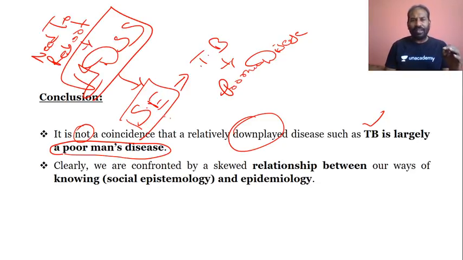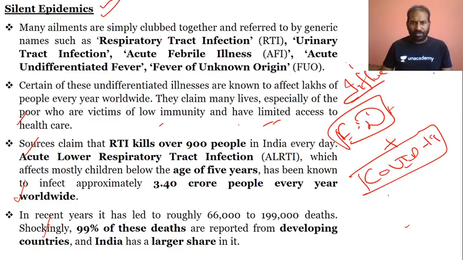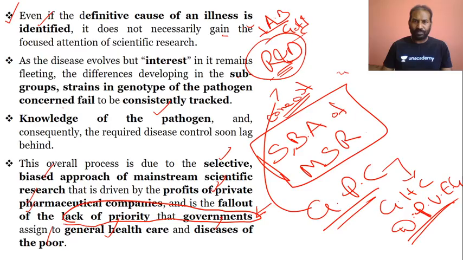TB is definitely one of the silent epidemics, along with, as we have seen, and for the benefit of others I will go over it once again: respiratory tract infection, RTI, urinary tract infection, UTI, and then acute febrile illness, AFI, acute undifferentiated fever or fever of unknown origin. So RTI, UTI, AFI, FUO are also silent epidemics, not only TB.